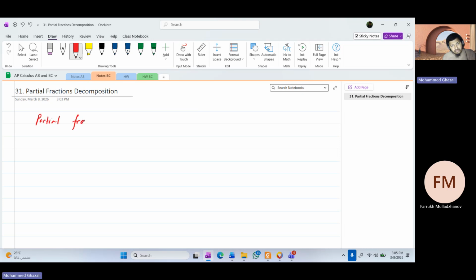A partial fraction is in the form f of x over g of x, right? That's a partial fraction where g of x cannot be equal to 0.